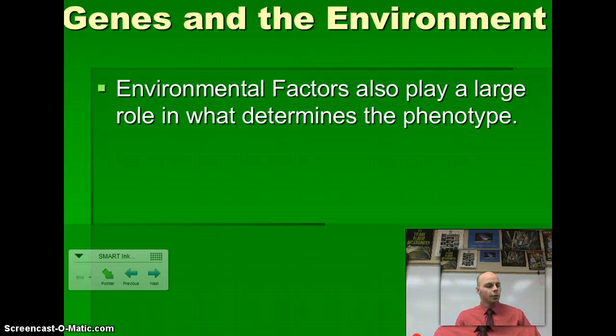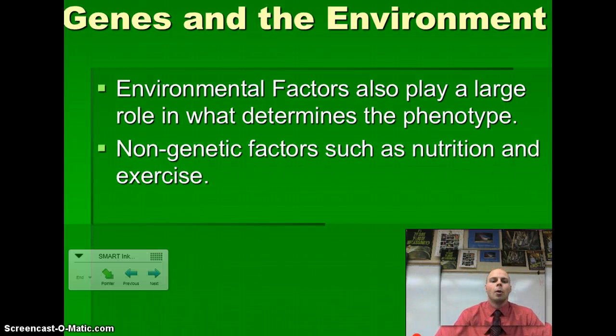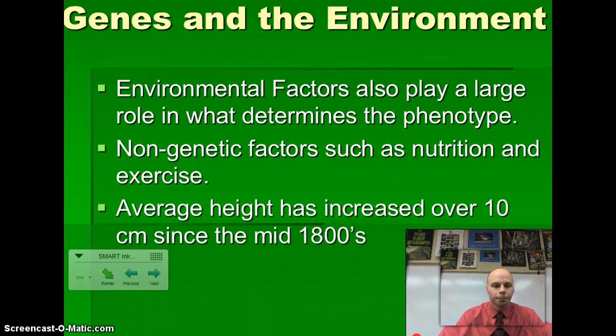So a lot of environmental factors can play a role in what traits are going to be represented by an organism. It's not just what an individual is going to get from its parents. That's the biggest portion, but things like nutrition and exercise are also going to play a factor in what that organism is going to look like. Obesity, for example, is caused by that. If we look at height, for instance, in about the last 200 years, the average height for humans has increased about 10 centimeters, which equates to almost 4 or 5 inches.